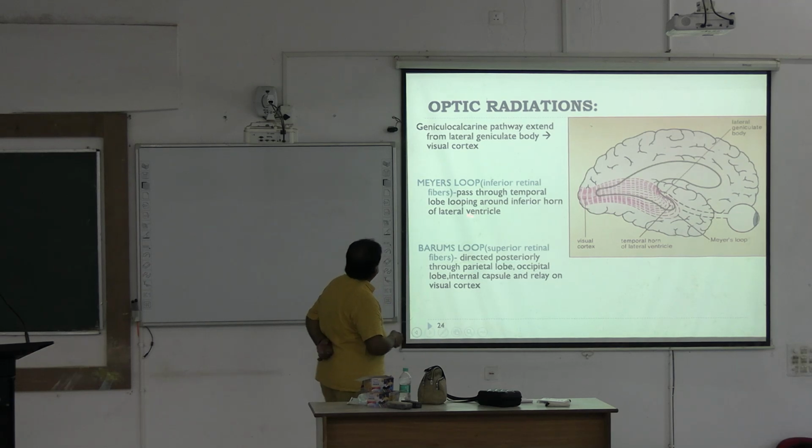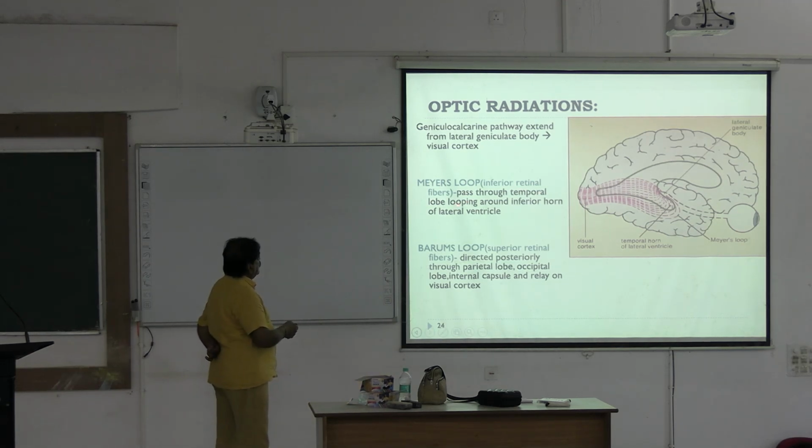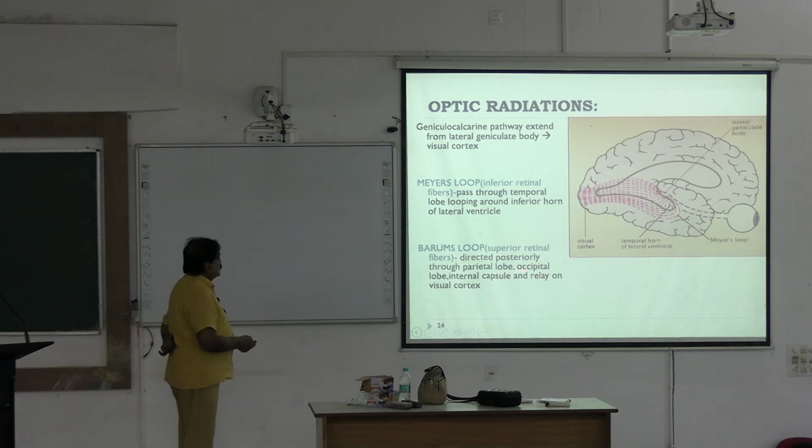This is the eyeball. The Meyer's loop: inferior retinal fibers pass through the temporal lobe, looping around the inferior horn of the lateral ventricle. This is the temporal bone. This looping here. And Baum's loop: superior fibers go directly posteriorly through the parietal lobe, occipital lobe and internal capsule to relay on the visual cortex.